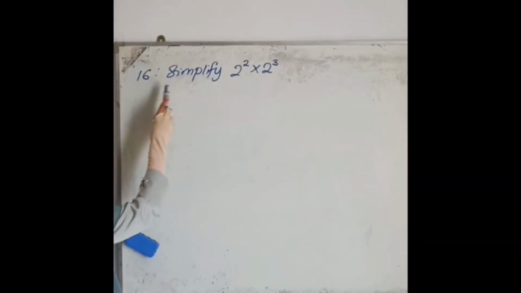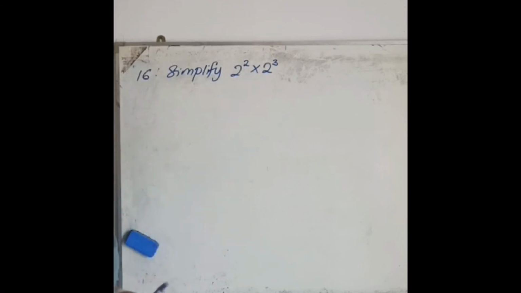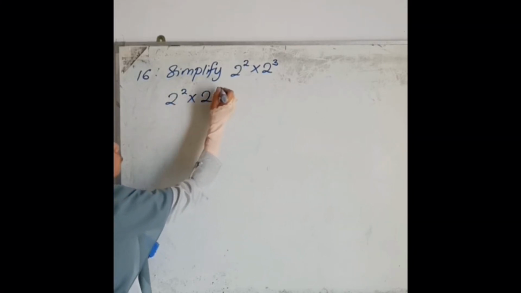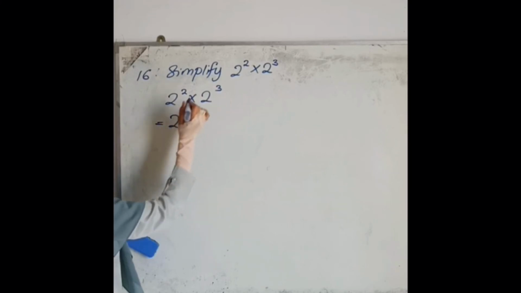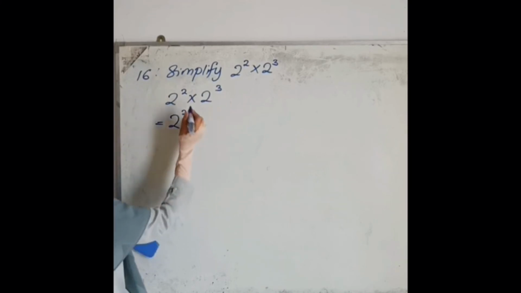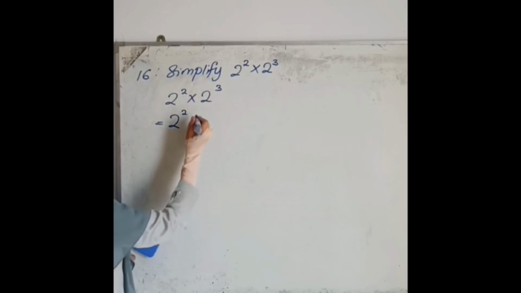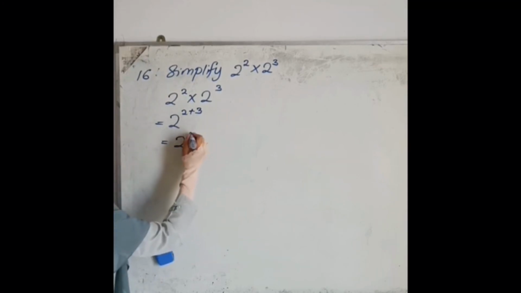Okay, number 16. Simplify 2 squared times 2 cube. So for simplify, we don't need to give the answer in numbers. So 2 squared times 2 cube, law number 1, times same base, so the index we can add. So 2 plus 3. So the answer is 2 to the power of 5.